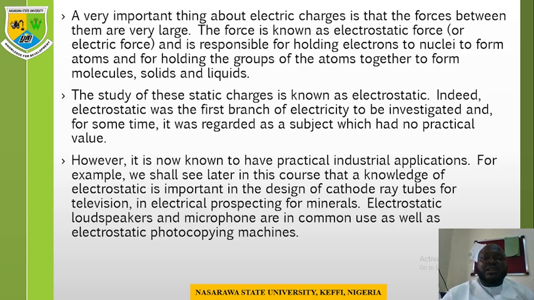A very important thing about electric charge is that the forces between them are very large. Therefore, the force is known as electrostatic force or electric force, and is responsible for holding electrons to nuclei to form atoms, and for holding groups of atoms together to form what we call molecules, solids and liquids. The study of these static charges is known as electrostatics.